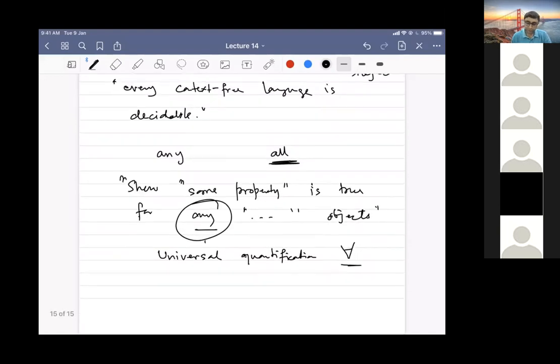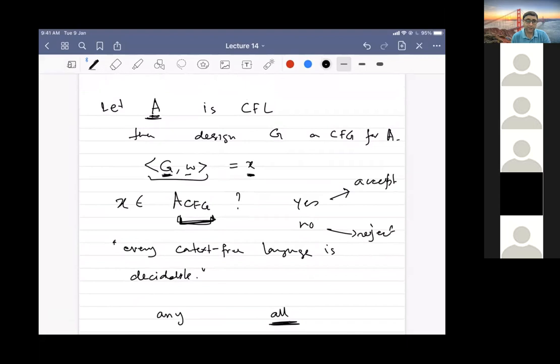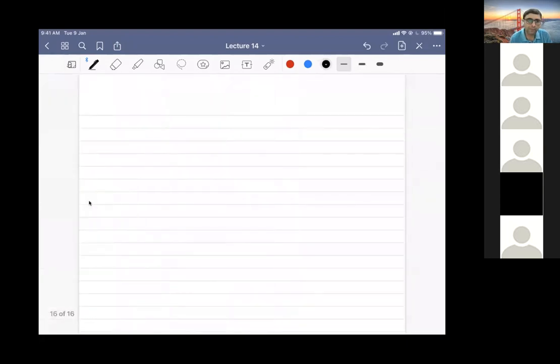Anyway, since we did not specify which language, we said any, right? Therefore, any W, therefore it works for any, and any means for all context-free languages. Okay, with this, any questions? It's all okay. Good, thank you.